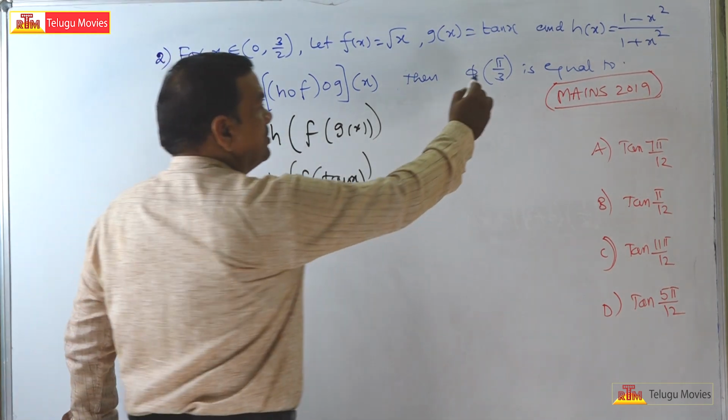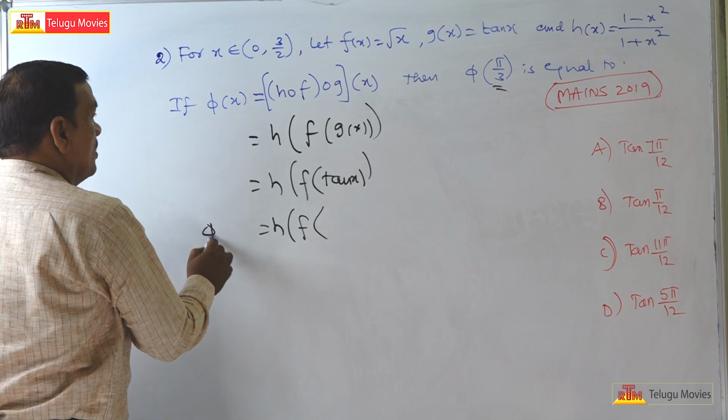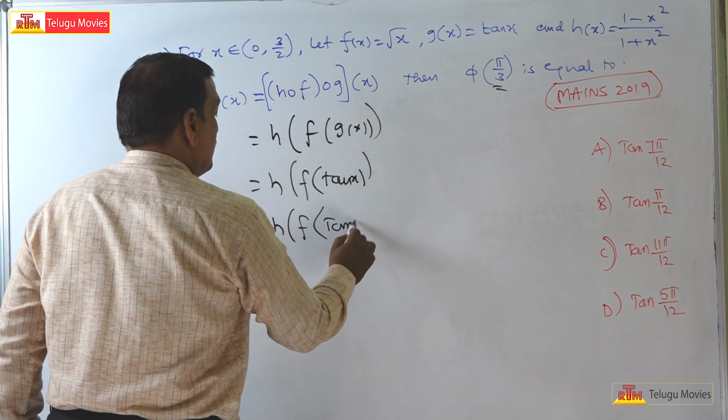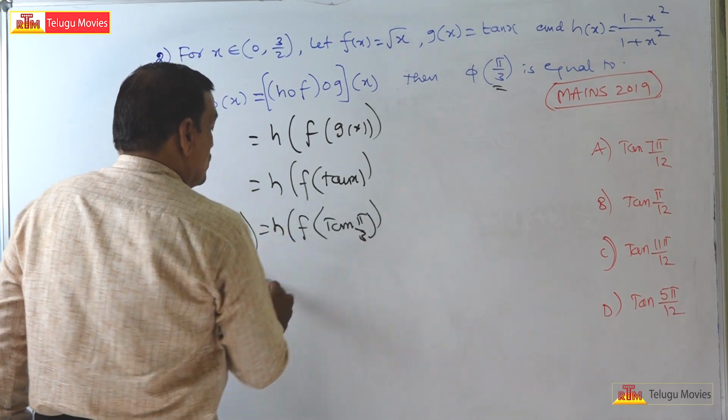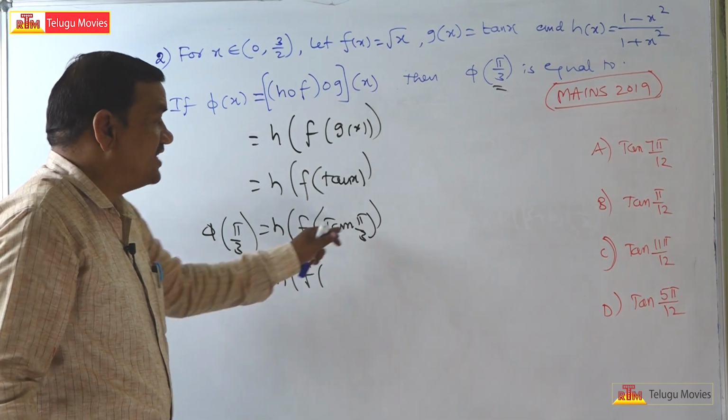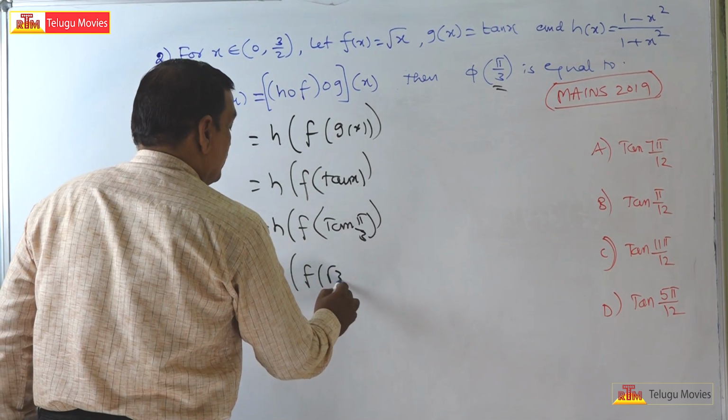Here x value is how much? Pi by 3. So therefore, you find out the value of f of pi by 3. So, this is equal to tan pi by 3. So, this is h of f of tan pi by 3, which means tan 60. Tan 60 means root 3.